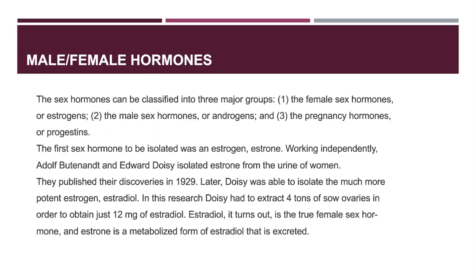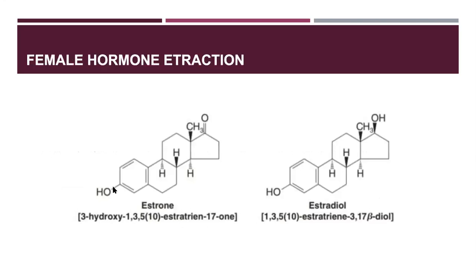In this research, Doisy had to extract 4 tons of sow ovaries in order to obtain just 12 milligrams of estradiol. Estradiol, it turns out, is a true female sex hormone, and estrogen is a metabolized form of estradiol that is secreted. Here we can see estrogen, which is a metabolized form of the female hormone.